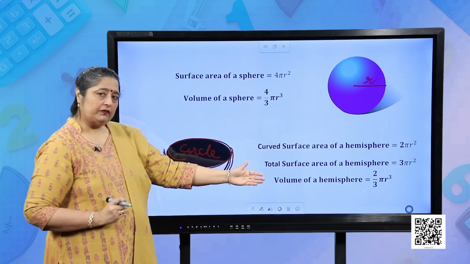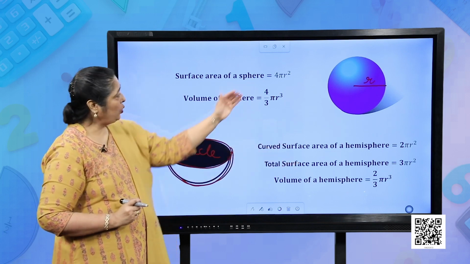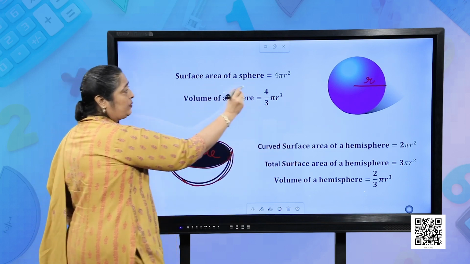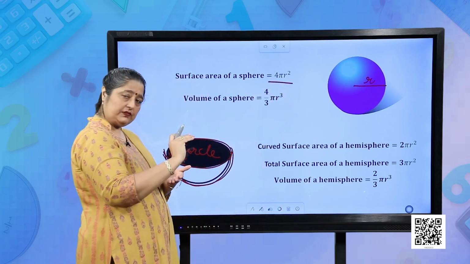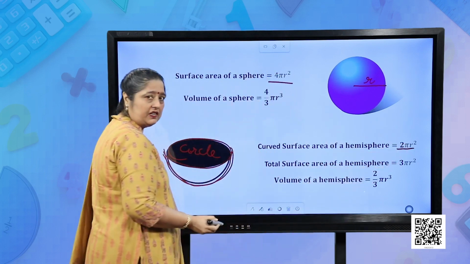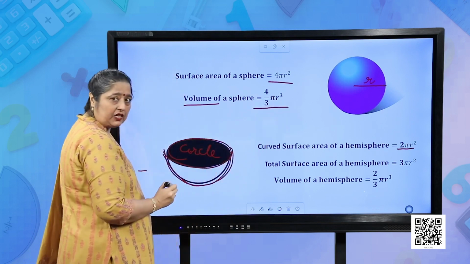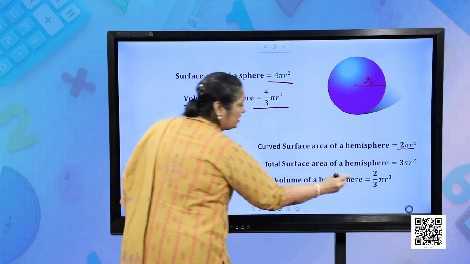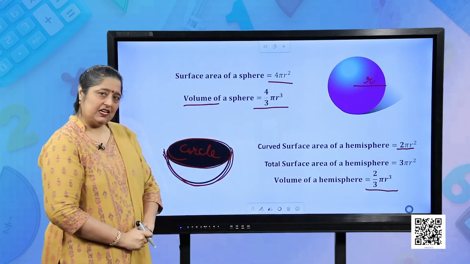Also, volume of the hemisphere is 2 by 3 pi r cube. You can note this. Surface area of the sphere was 4 pi r square and hemisphere is half of the sphere. So, curved surface area of the hemisphere is 2 pi r square. Similarly, volume is 4 by 3 pi r cube and volume of the hemisphere is half of that, that is 2 by 3 pi r cube.